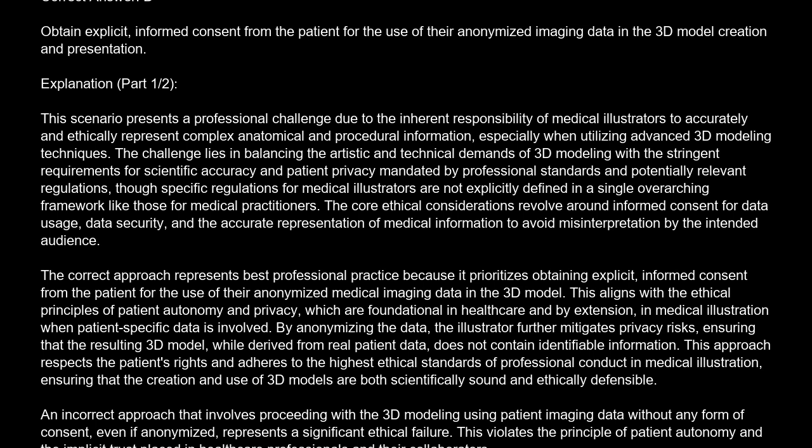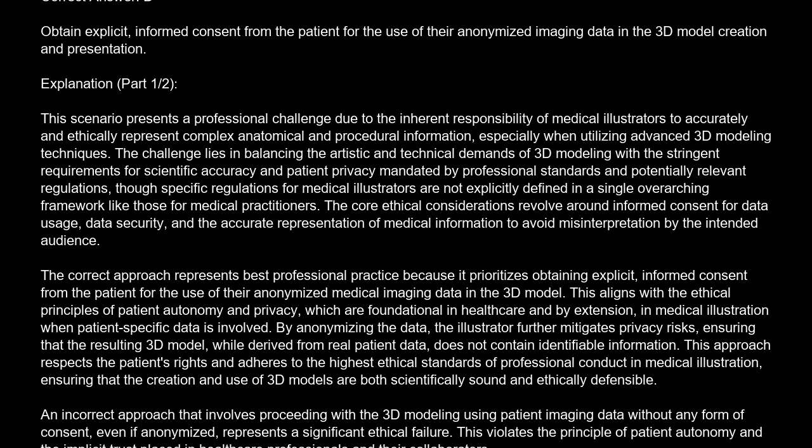The correct approach represents best professional practice because it prioritizes obtaining explicit, informed consent from the patient for the use of their anonymized medical imaging data in the 3D model. This aligns with the ethical principles of patient autonomy and privacy, which are foundational in healthcare and, by extension, in medical illustration when patient-specific data is involved.